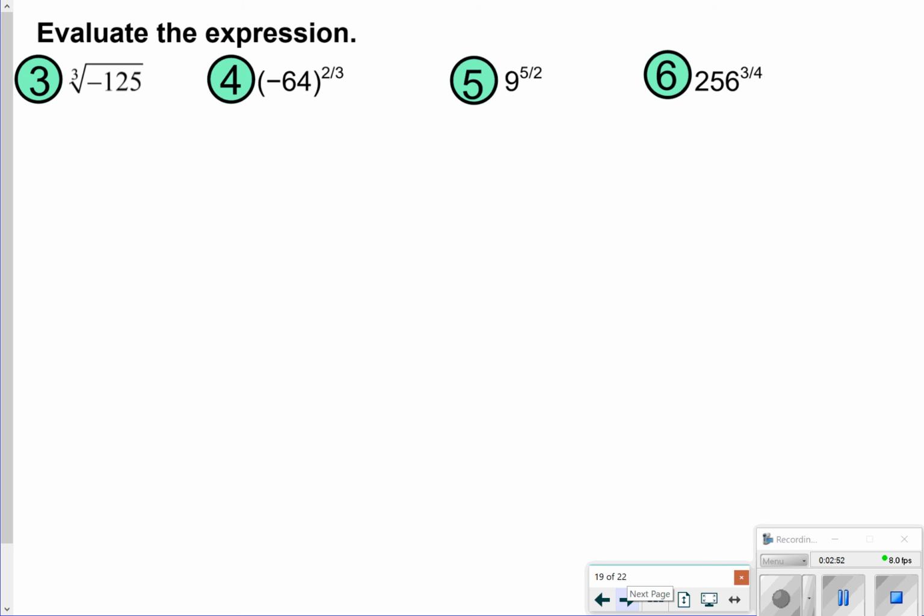Here are some more that you're going to try. The first one's written for you in your radical form, but the rest of them are just rational exponents, so go ahead and rewrite those and then solve them. Again, let's pause the video here for 3 through 6, and then once you're done, click play to check your answers.